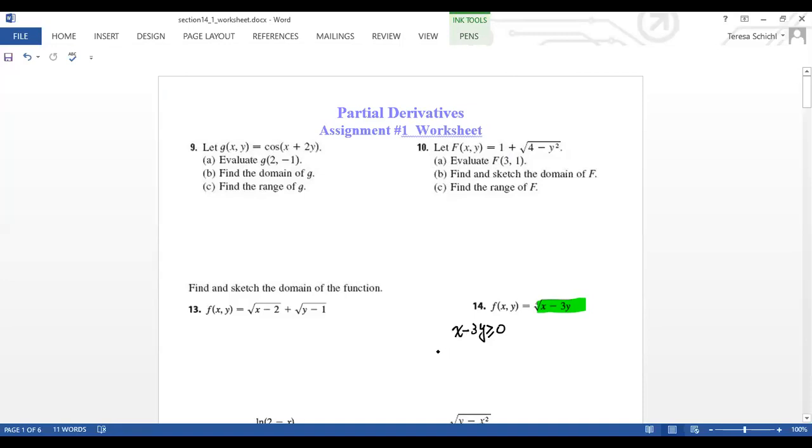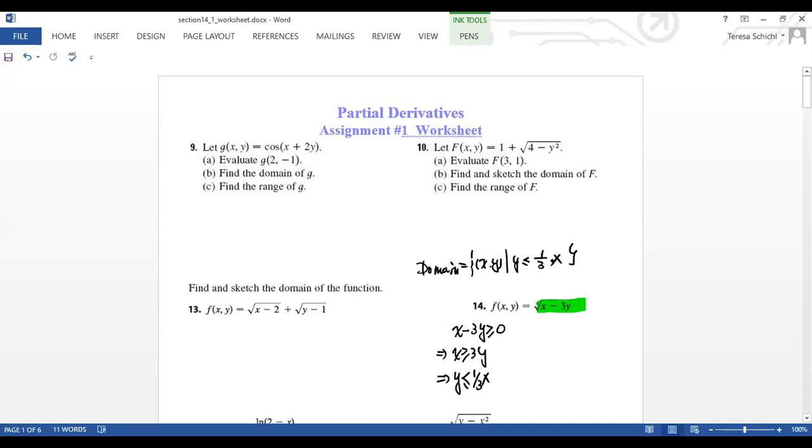So that means x is greater than or equal to 3y, or you can say y is less than or equal to 1/3 of x here. So the domain for number 14 will be the set of (x, y) such that y is less than or equal to 1/3 of x.